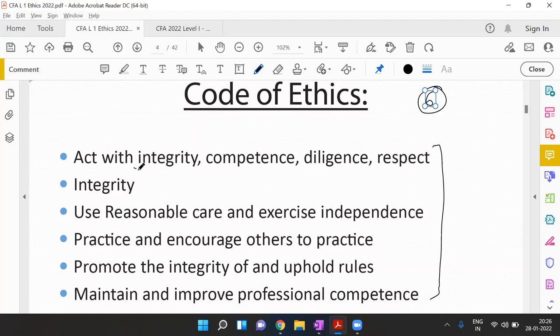What is the meaning of integrity here? Anyone who wants to explain what is integrity?